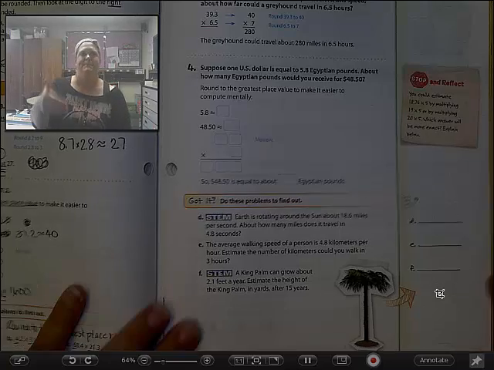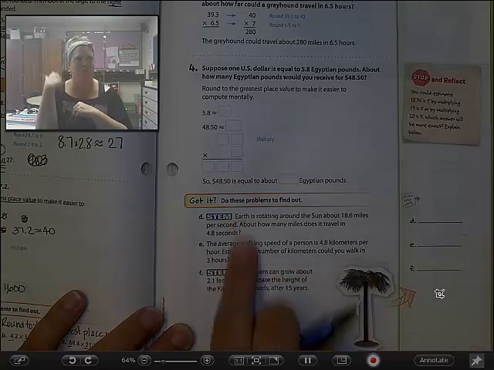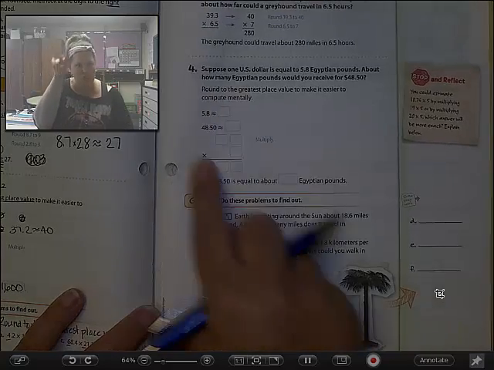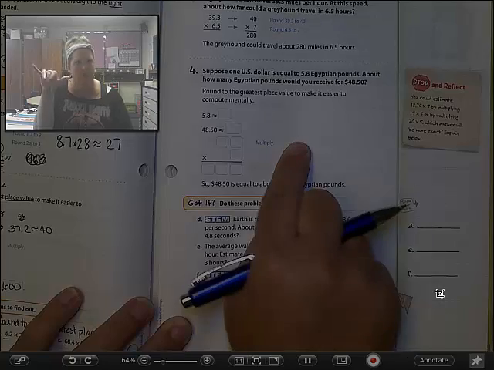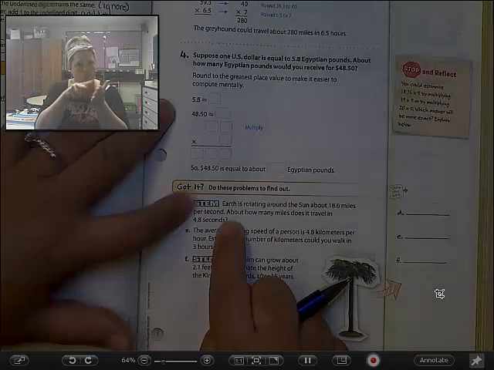Moving on. Same-o, same-o, same-o. So you're going to need to do these problems. Yes, I want you to fill these boxes in. This is practice. It helps you.